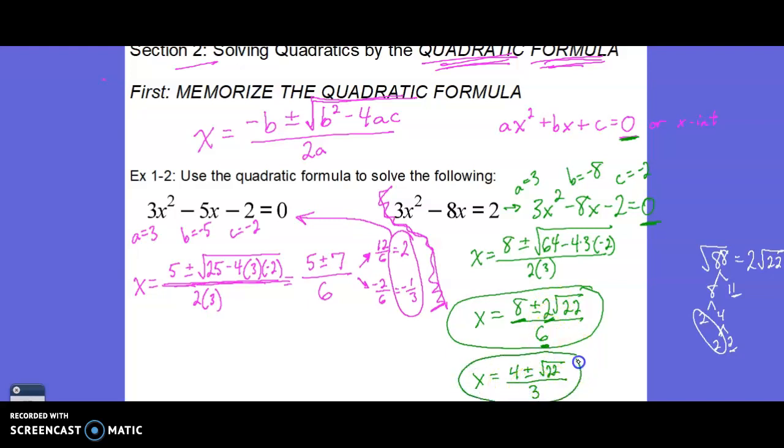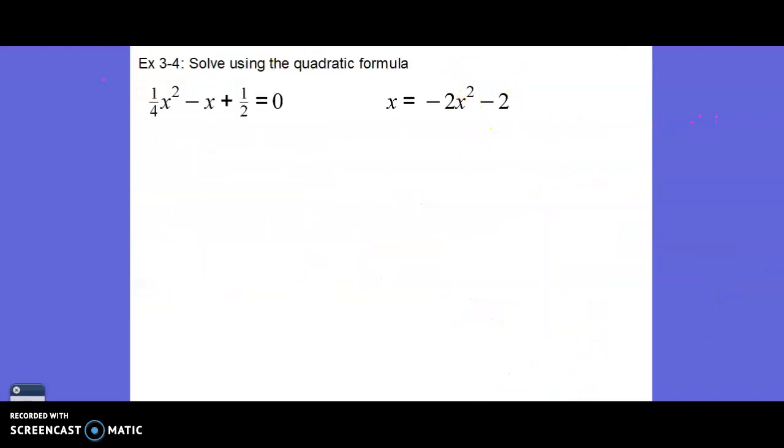And you could check your answer using a graphic calculator, but again, I don't want to see the decimal answers unless they are perfect fractions. Hopefully that makes sense. If this is not making sense, please write down your questions, bring them to class, or email me and let me know so I can help you out.